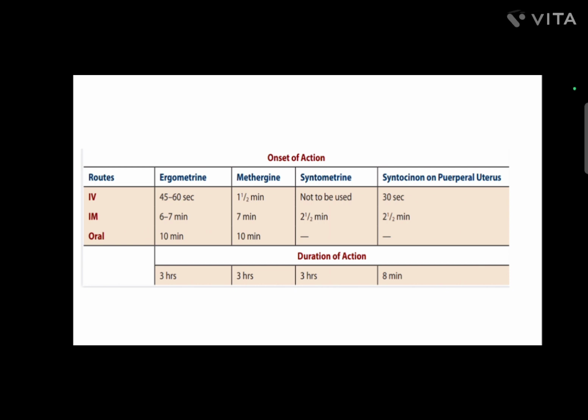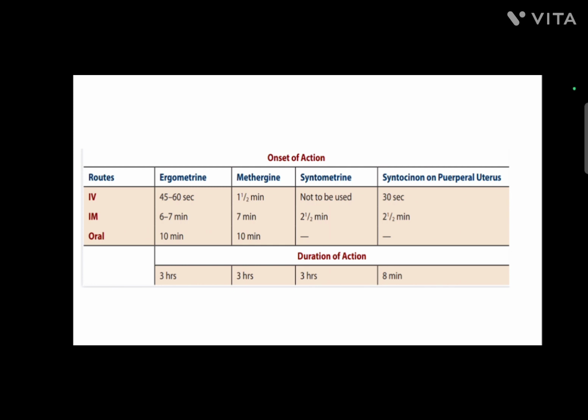So its action depends on which route you are giving this medicine. In ergometrin, if you are giving by the IV route, it goes quickly into the bloodstream, so it acts within 45 to 60 seconds. Whereas methergin starts its action within 1.5 minutes. But sintometrin, you are never going to give as an IV bolus. Sintometrin, remember, there is a metrin, so muscle metrin, remember it as just an IM route.